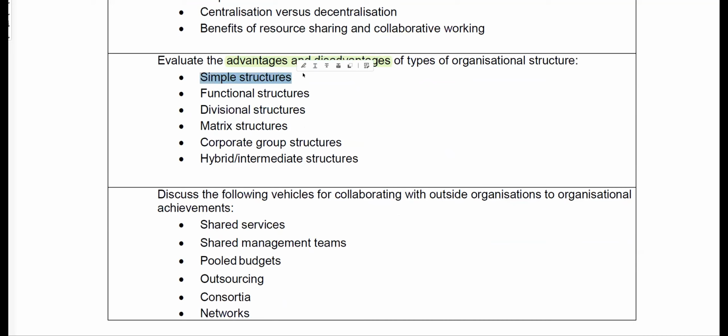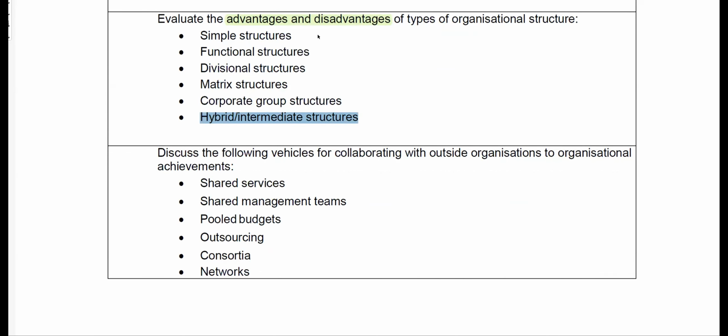A simple structure where there's just a boss and subordinates under him. Functional structures where you start having departments. Divisional structures where you have divisions which each have functional structures, right? You have matrix structures where one person reports to 2 or more bosses. We have corporate group structures, which have all these structures in them. Then hybrid or intermediate structures, which is a mix of either of these structures. You get it?